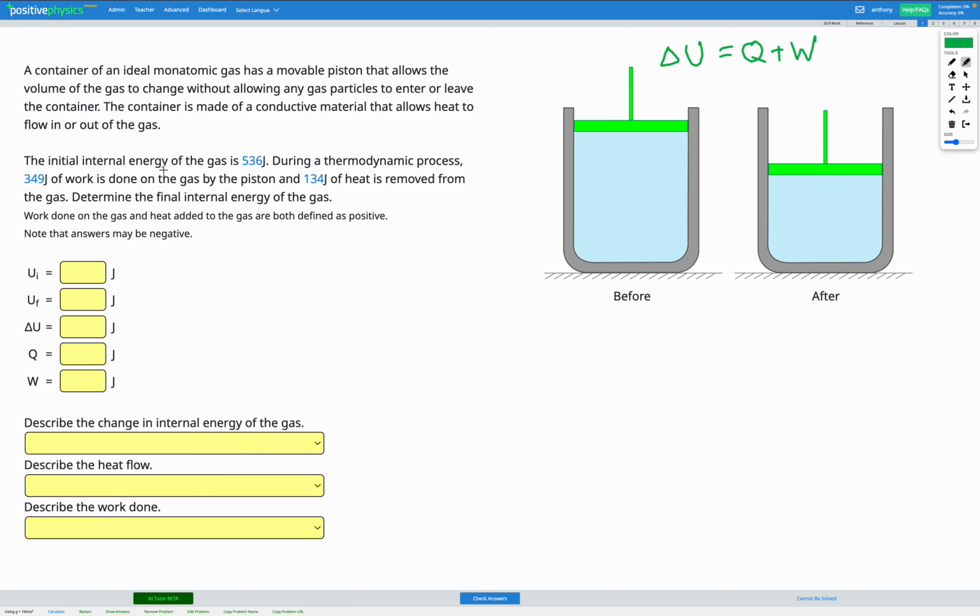So now we'll go ahead and read through the description of what happens in this process, and we're going to start to fill out our list of variables here. First, we're told the initial internal energy of the gas is 536 joules. That's going to be UI, the internal energy initial. So we can fill that out there.